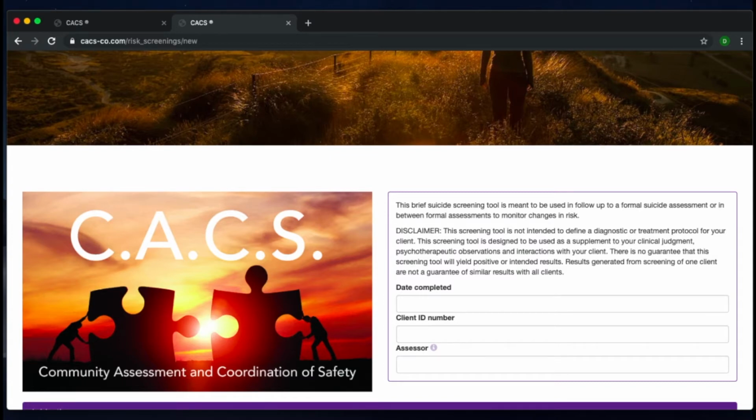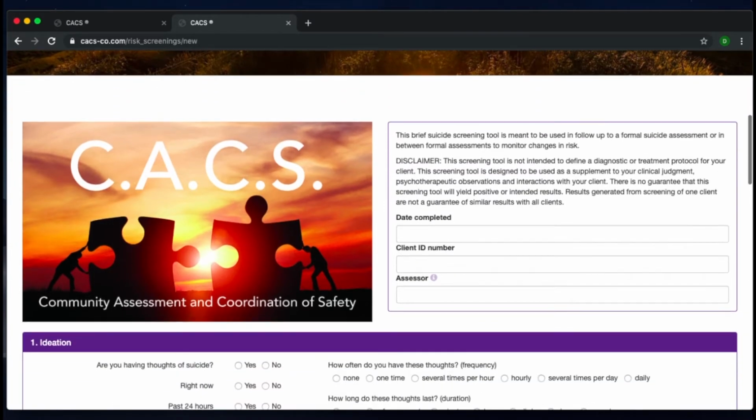So getting a snapshot of, do we need to go further into this, or do we have a low risk situation where we can move to a new intervention? So again, disclaimer, this is not meant to be diagnostic or create a treatment protocol. It's meant to be a snapshot of their experience.